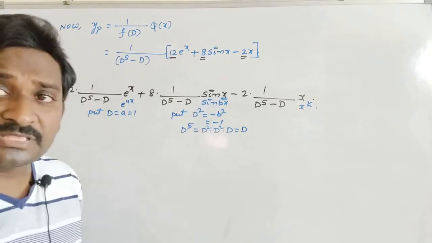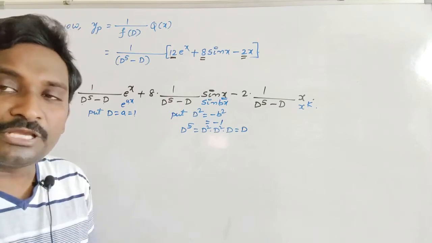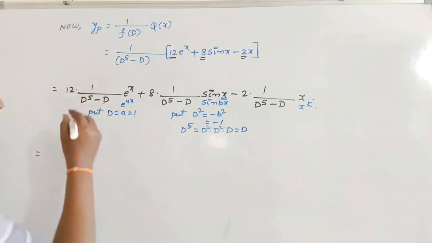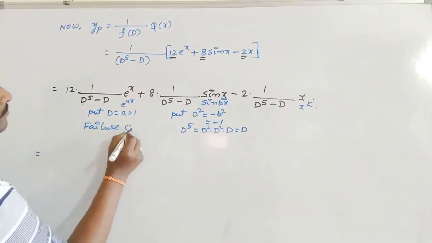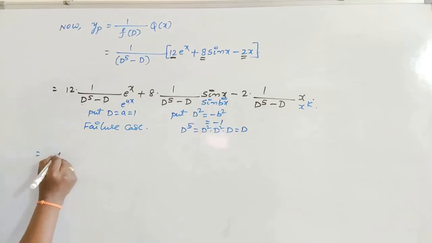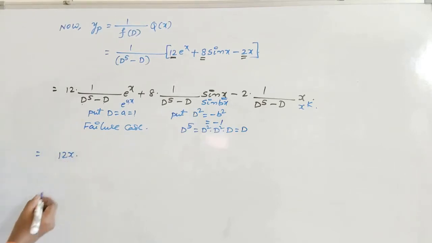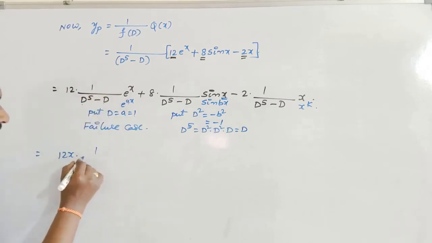We are also observing that D is equal to 1 is a root of the auxiliary equation. So surely you will get denominator 0. If the denominator is 0, then we conclude that this is a failure case. So whenever you are getting the failure case, write 1 x in the outside. So 12 times x. Okay, already 12 is there. Write x outside of 1 by f of D and take the derivative of the denominator.